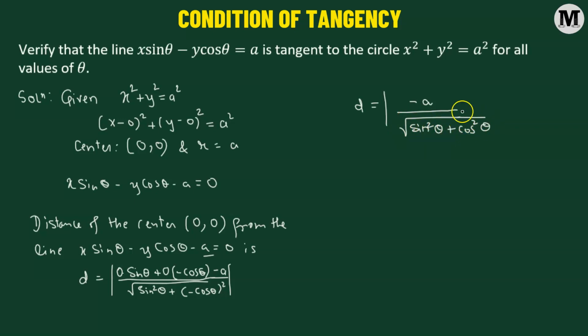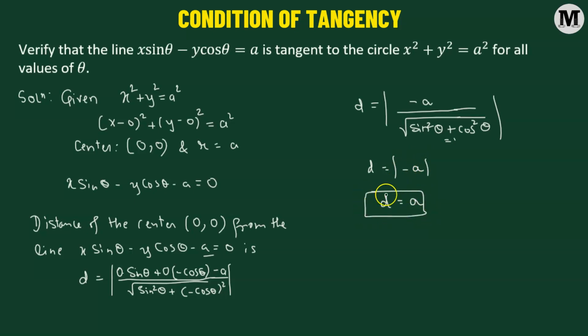Now for all values of θ, sin squared θ plus cos squared θ is an identity having a value equal to 1. So that means our distance d comes out to be equal to the absolute value of negative a. Since distance is positive, we'll consider d to be equal to a.